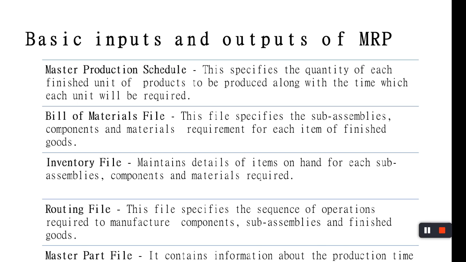So an inventory file, an updated inventory file is very, very important because it will show us the real-time status of our inventories, whether we have this much of inventories or we are short and then we need to buy some more. Okay, and then we have the routing file.